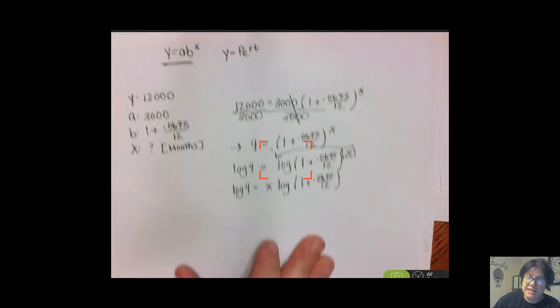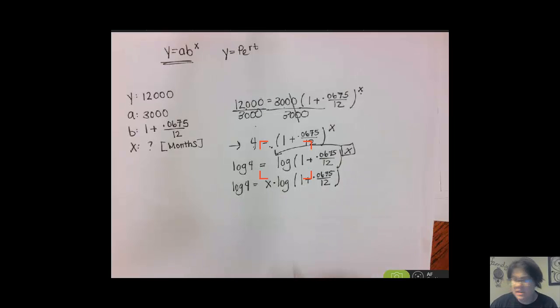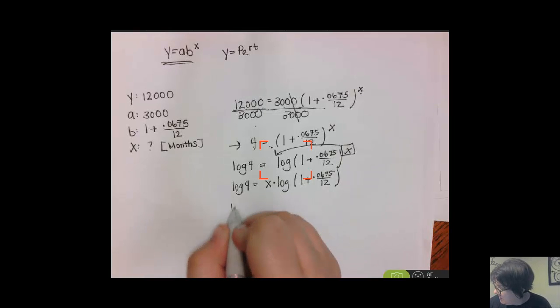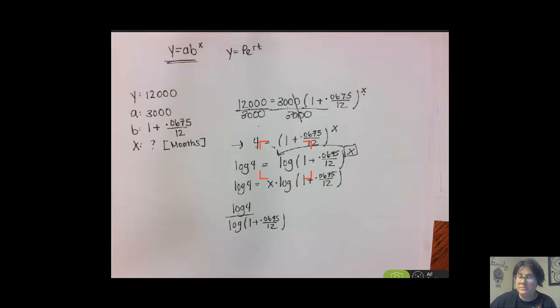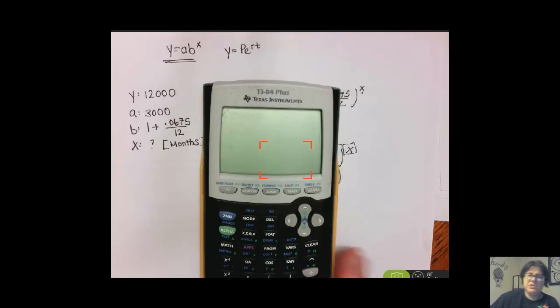Now these are together with multiplication, so we have to undo that multiplication by division. So log 4 divided by log 1 plus 0.0675 divided by 12 is going to equal x. So no real tricks when you type this one in. Log 4 divided by log 1 plus 0.0675 divided by 12.